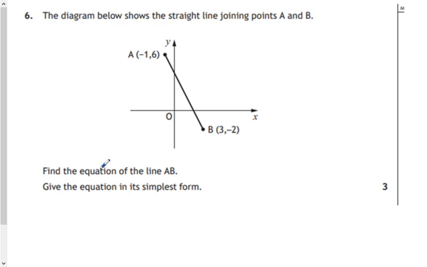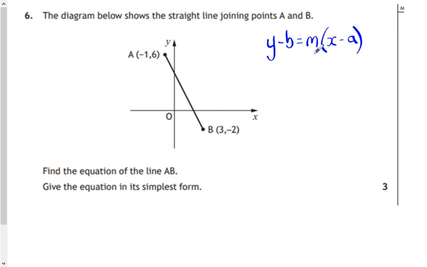Question 6. The diagram below shows a straight line joining the points A and B. Find the equation of the line AB. Give the equation in its simplest form. Alright, so given that we have 2 points and no y-intercept, we're going to use y minus b equals m brackets x minus a, which is our standard equation of a straight line.